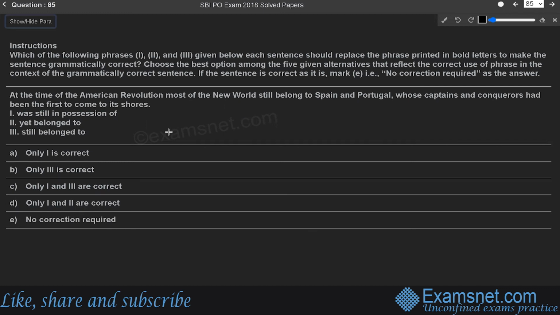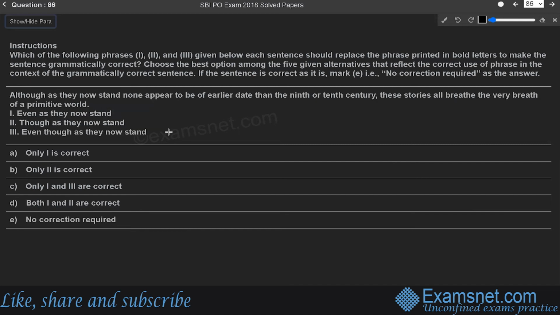Therefore, we can say that the correct option will be option number C here, which says only first and third are correct. Moving on to next question. Here the phrases are: even as they now stand, though as they now stand, even though as they now stand.